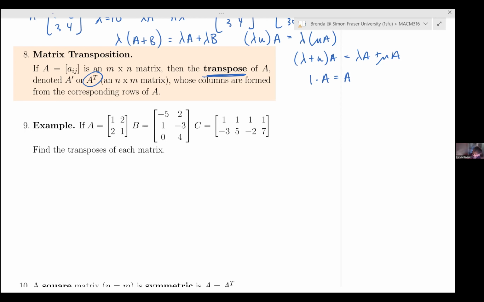So we're going to just do a bunch here. Here we've got A, there's A right there. So A transpose is going to look like this.